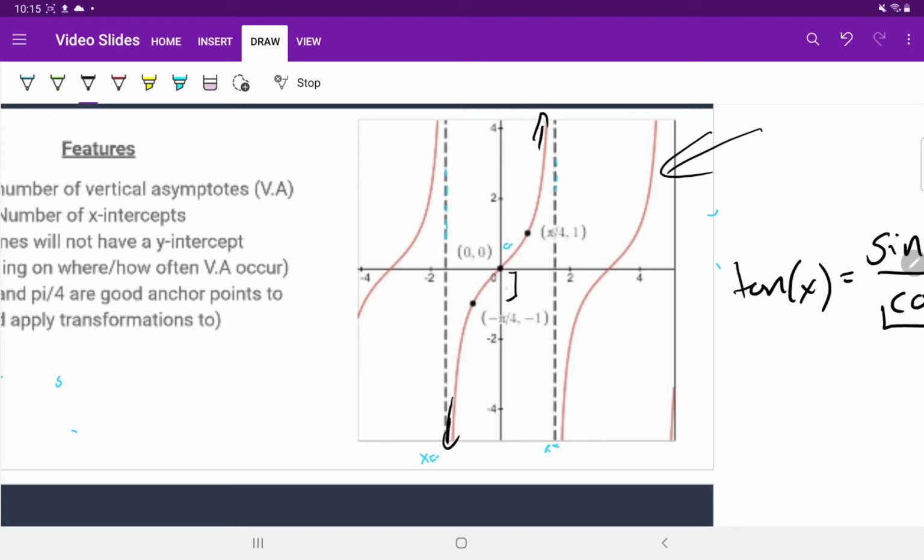There are 3 anchor points that we like to use with tangent: basically (0, 0) and then the pi over 4 points. They come from your 45 degree, or pi over 4, triangle where you have 1, 1, root 2, because tan of 45 degrees evaluates to 1 over 1, which makes these nice anchor points to reference back to. The vertical distance between your anchor points is going to be your amplitude. I'm using amplitude a little loosely here, but it's that vertical stretch, the number that occurs in front of the tangent function.